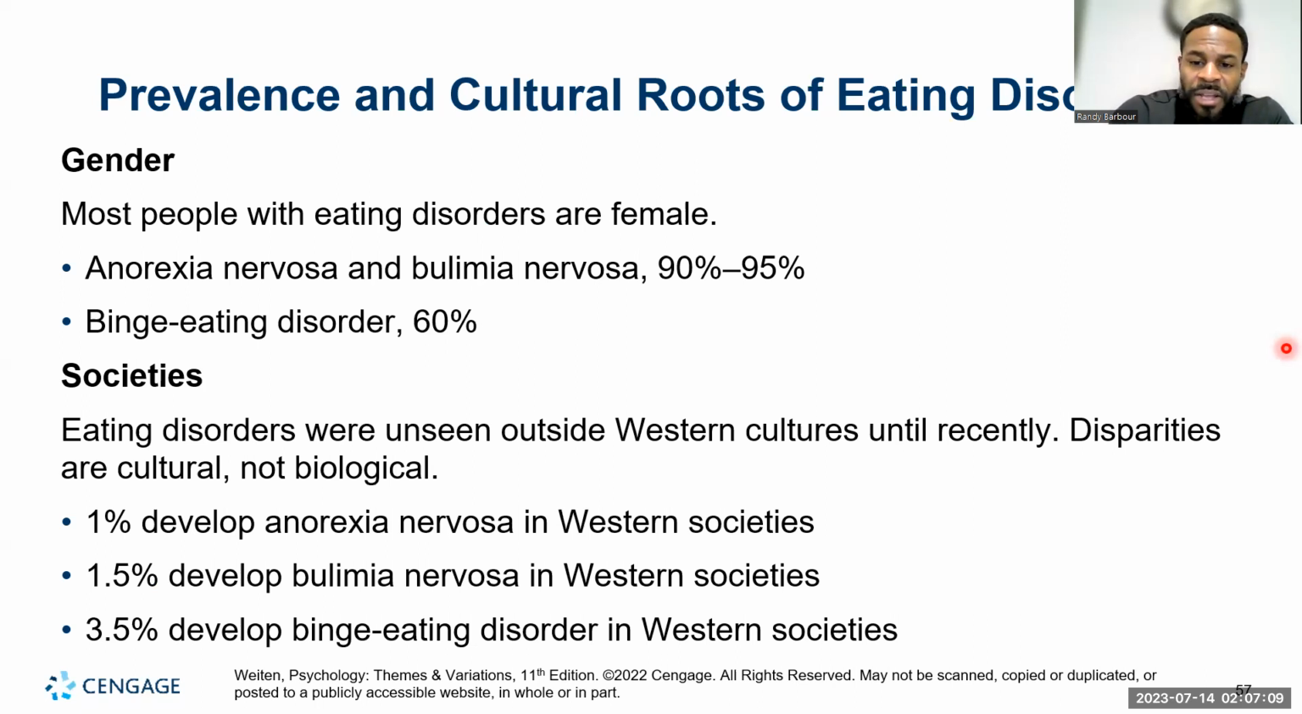And then societies, right? In Western cultures, there's a disparity in culture, not biological, right? That's why eating disorders were unseen outside of Western cultures. So about 1% develop anorexia in Western societies, about 1.5% develop bulimia, and about 3.5% develop binge eating.